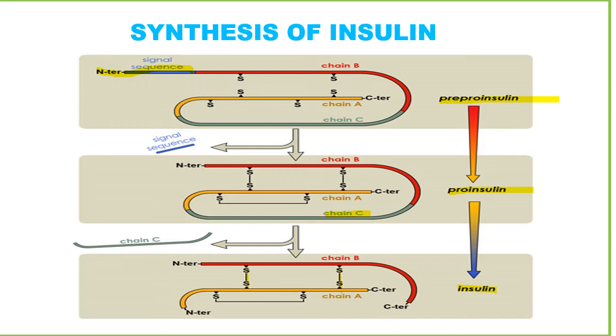A very important point is that the C peptide over here, as you can see, is less susceptible to degradation in the liver and is therefore a marker to distinguish between the insulin which is produced inside the body and the insulin which is administered from outside the body.